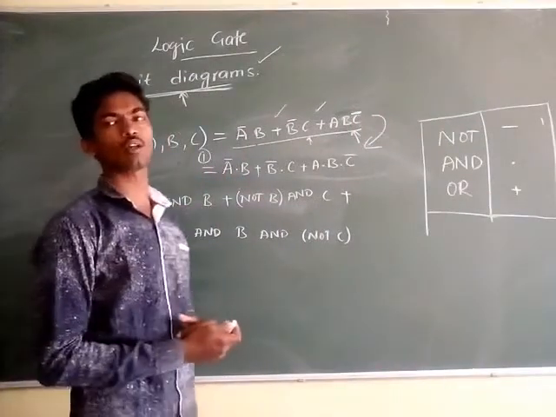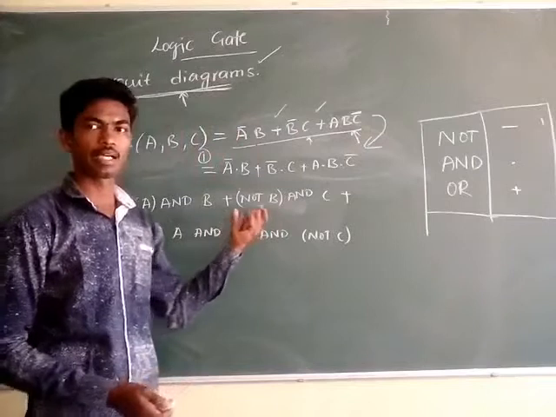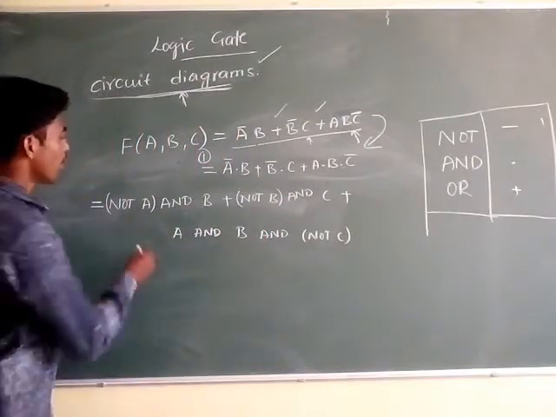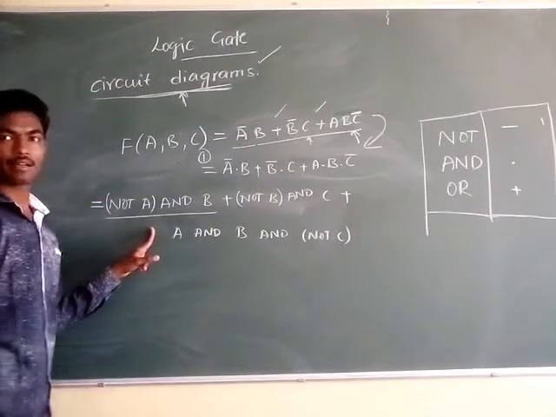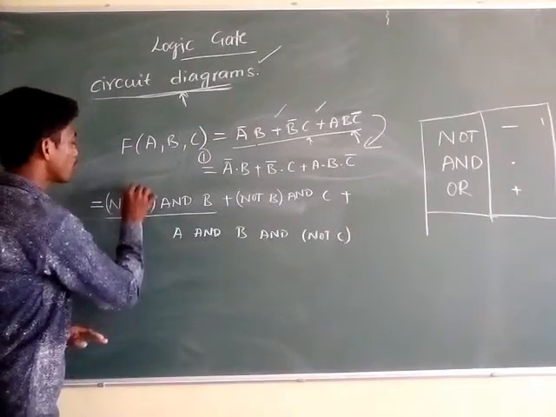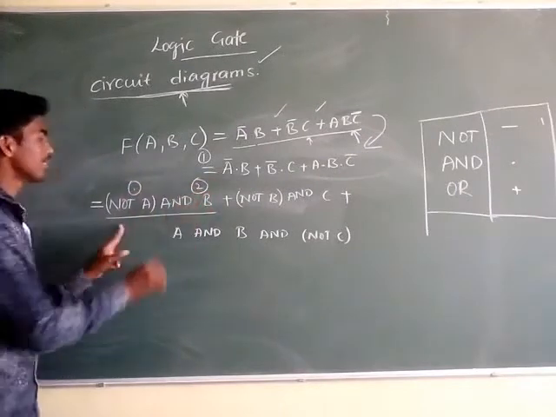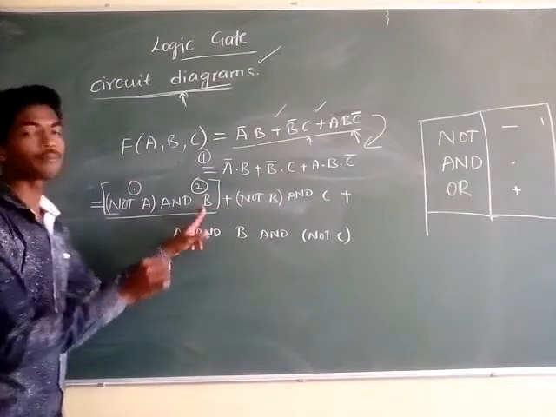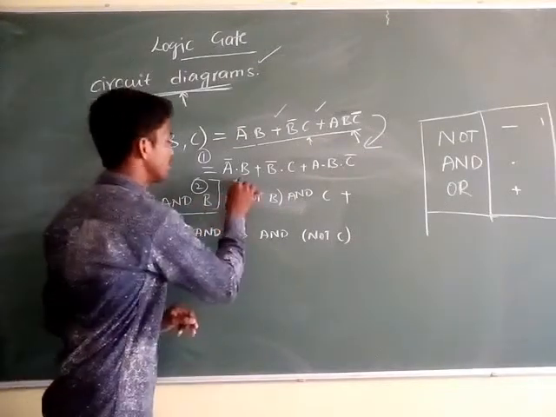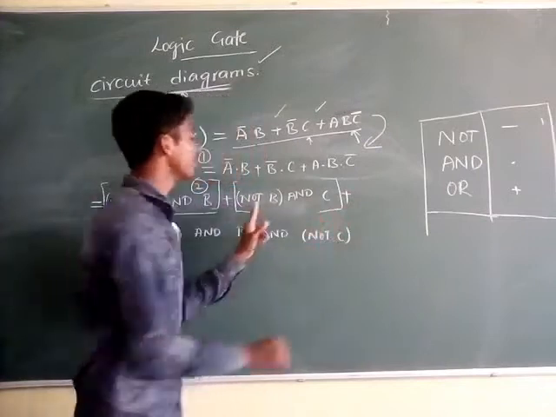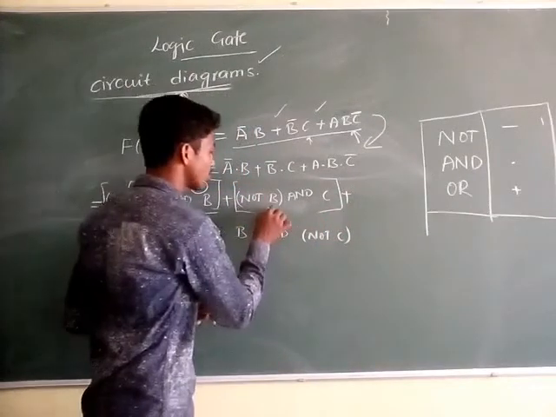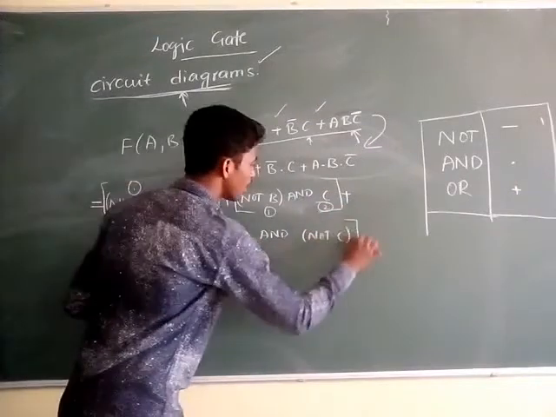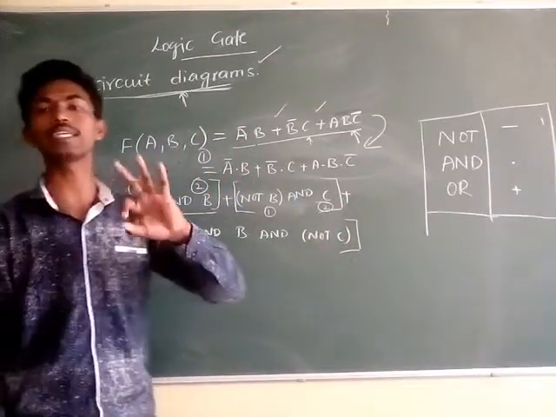Now it is easy to draw the circuit diagram for this. First, this is one AND gate involving two literals: one is NOT A and the other is B. This is another AND gate involving two literals: NOT B and C. Finally, this is another AND gate involving three literals.